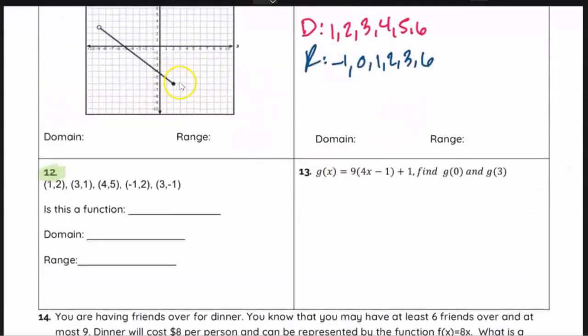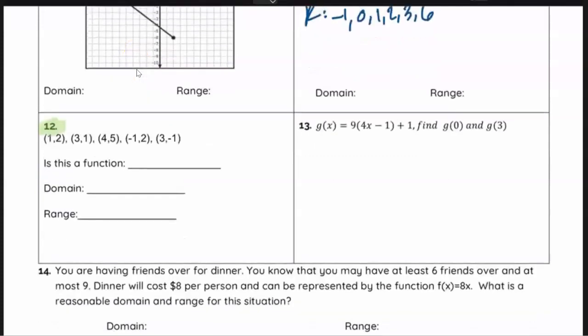However, here, although it looks like there's only 2 points, these are all connected points. So there's really an infinite amount of points on this line, because this line is just a conglomeration of a bunch of points right next to each other. But basically, if you're given individual points like this, it's discrete, which means our domain and range is going to be written as a list.